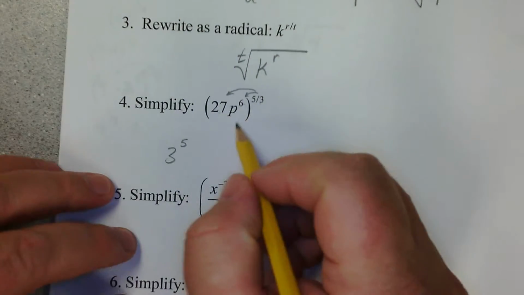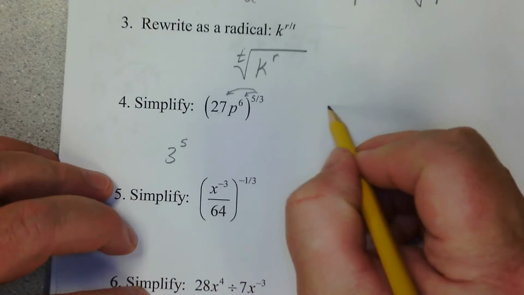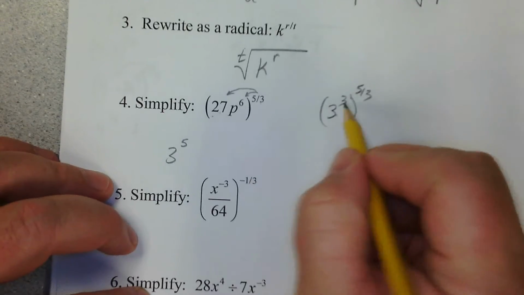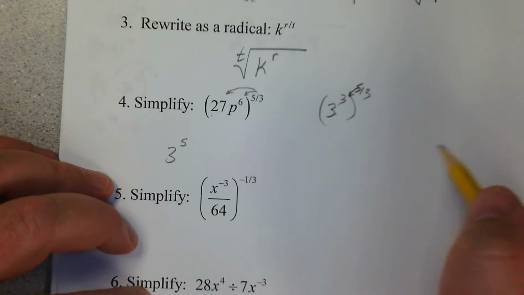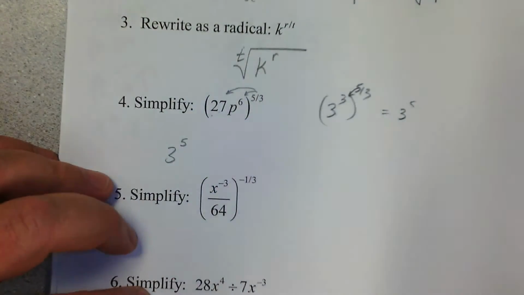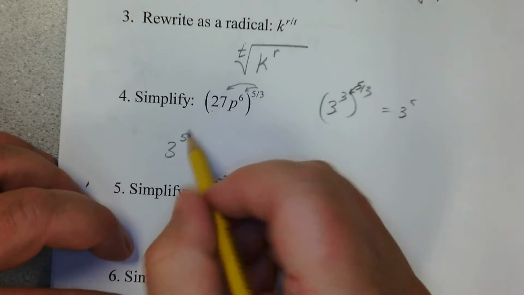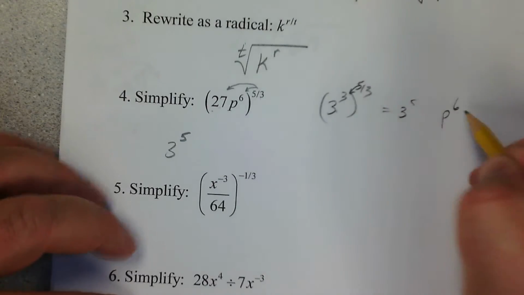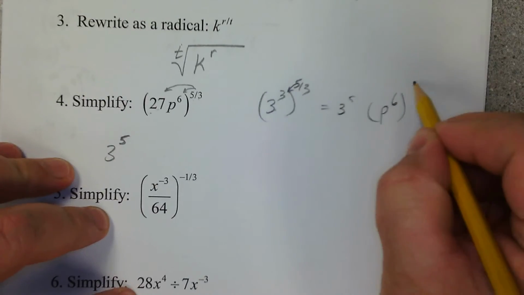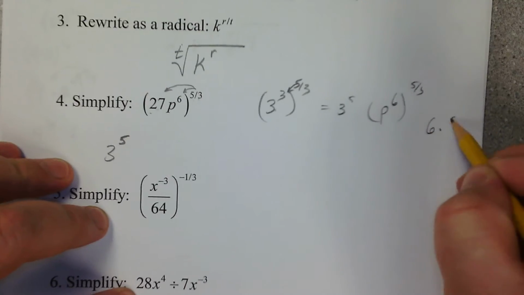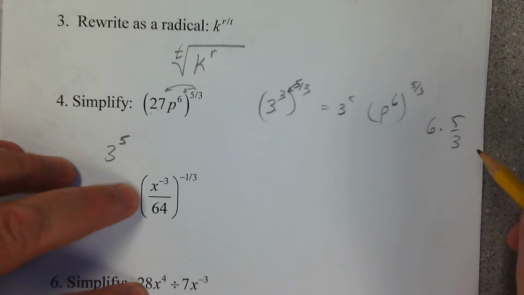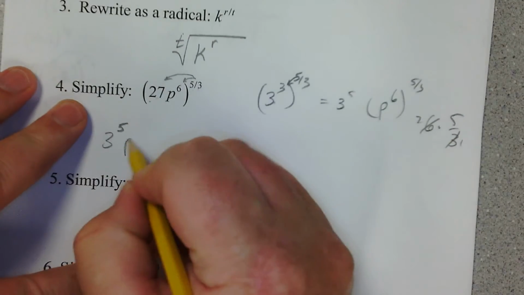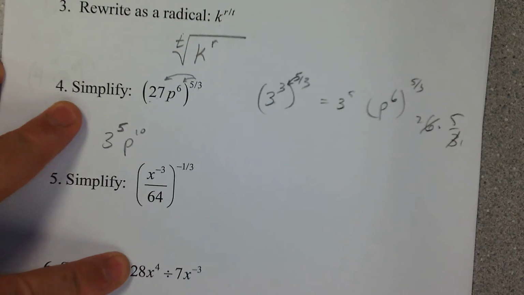Man, look at that. So that's 243, because if we were to write it out, that's 3 cubed to the 5/3. Just the 27 is 3 cubed. When you multiply 5/3 times 3, you get 3 to the 5th, which is 243. All right, but since it's easier to write 3 to the 5th. Now this one right here, p to the 6th to the 5/3 power. We have to multiply that. 6 times 5/3. Isn't that 10? Right? That's 1, 2. That's 10. There we go. P to the 10th.